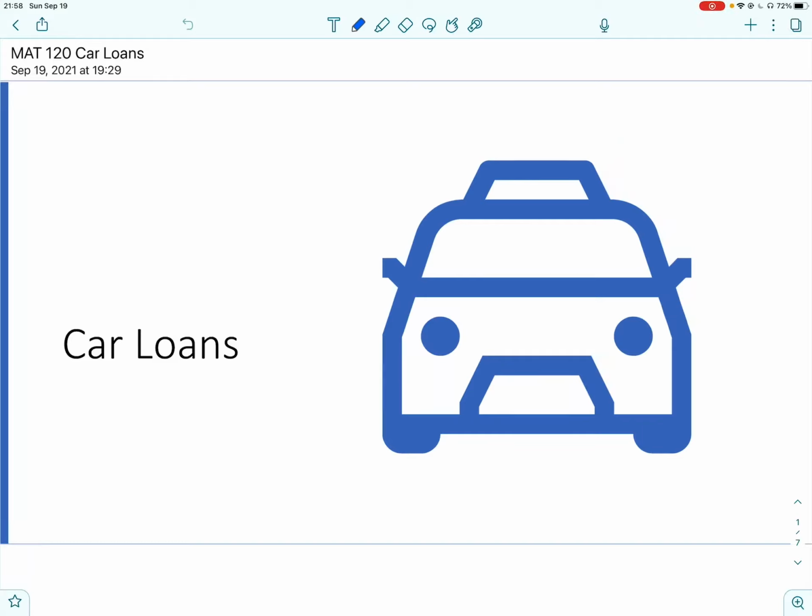All right, we are going to move on to car loans. Now, the principles in this section that talk about loans and payments of loans can really be applied to any type of loan, but this section really focuses only on car loans as far as the application of these formulas and these ideas.